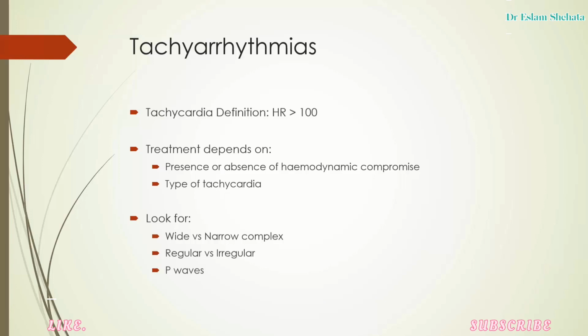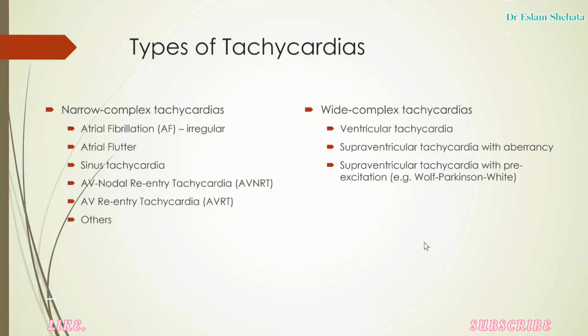Then you're going to look at regular versus irregular, and you're going to try to identify the P waves. So after you've done those three things, checked whether it's wide versus narrow, regular or irregular, and assess the P wave, you'll use those details to work through a list of differential diagnoses. Okay, so I've got a list here, which is what we'll be working through. There are a few things that aren't included on here, but this has certainly got the most common tachycardias.